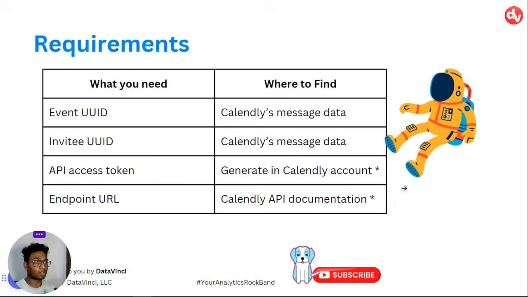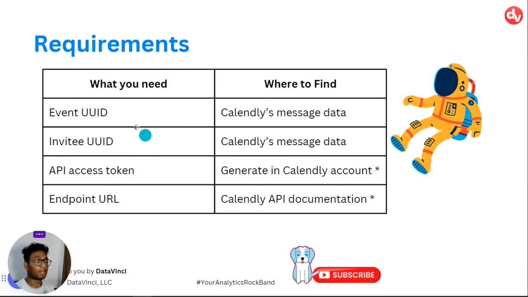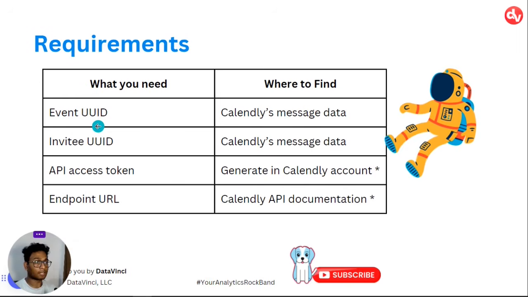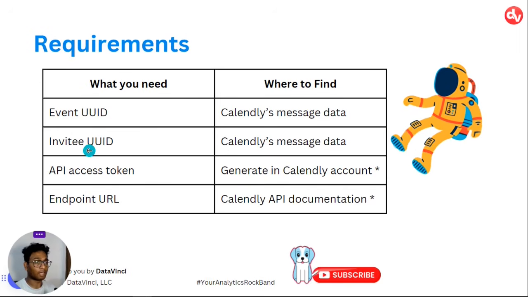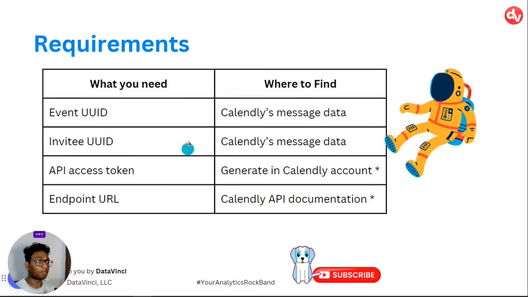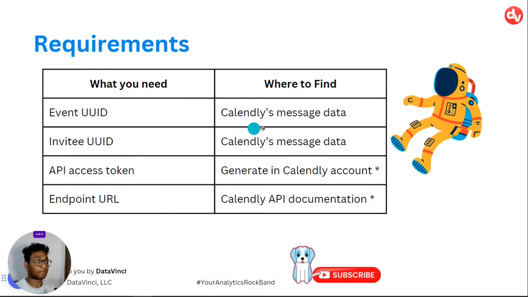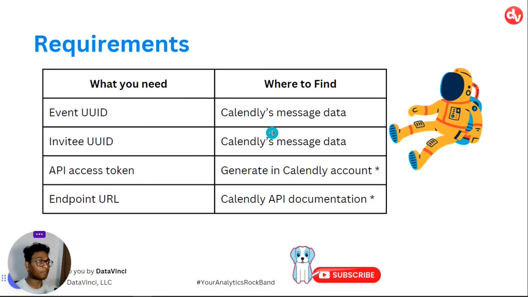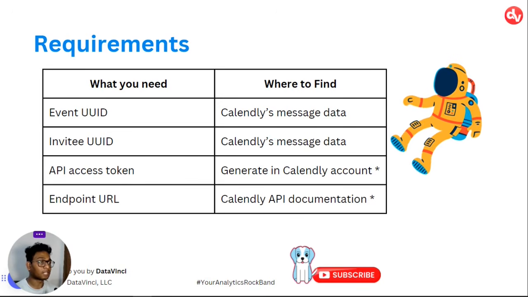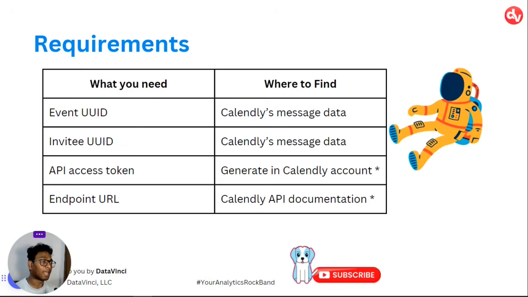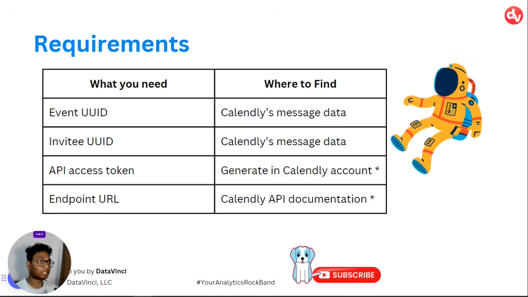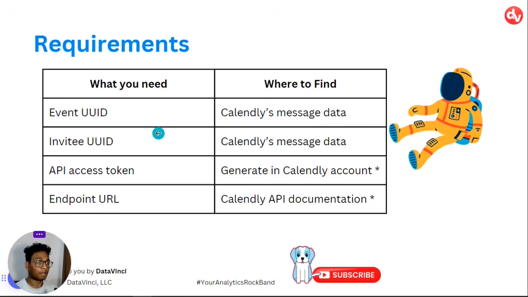And now that we have outlined the solution, let me tell you what the requirements are. As we discussed, we would need the event UUID, that is the event unique identifier, and the invitee unique identifier, the invitee UUID, and both of these we can get from Calendly's message data. When we say Calendly's message data, we mean the data that is being broadcasted by the Calendly iframe and to which we are listening from the parent frame. So that is where we get the first two pieces of data.